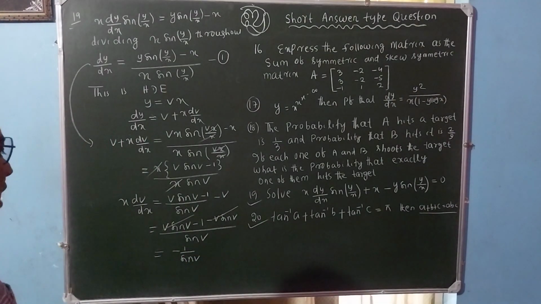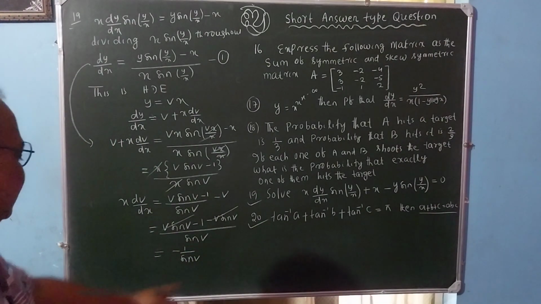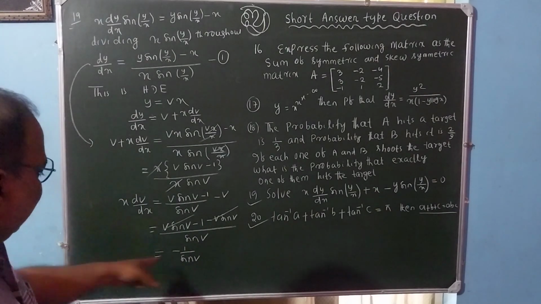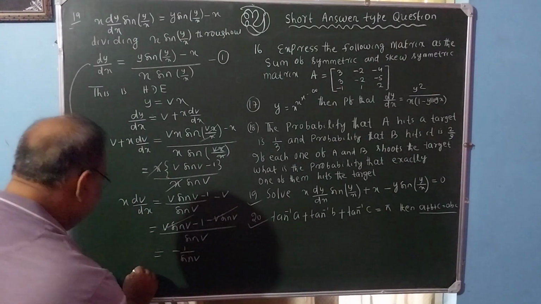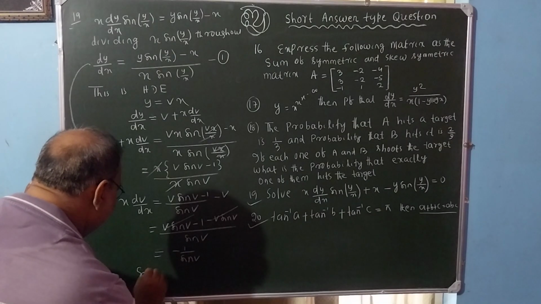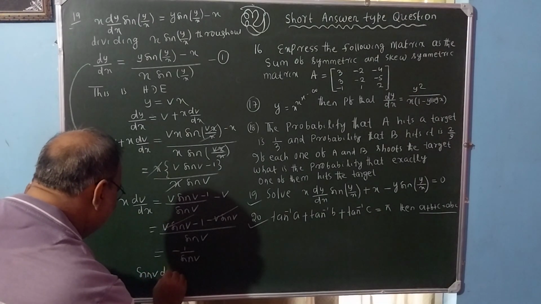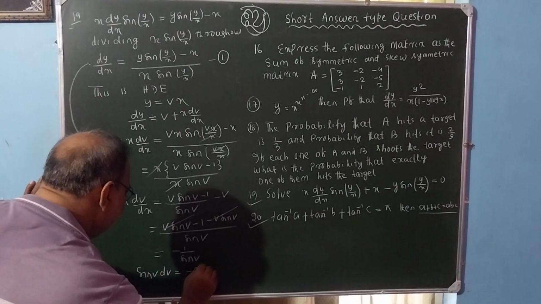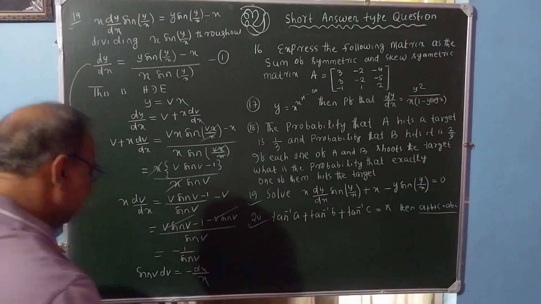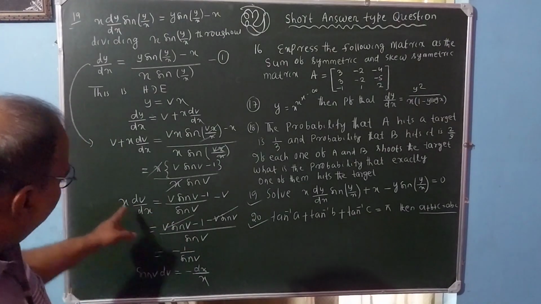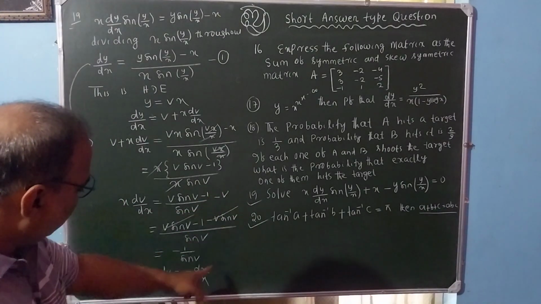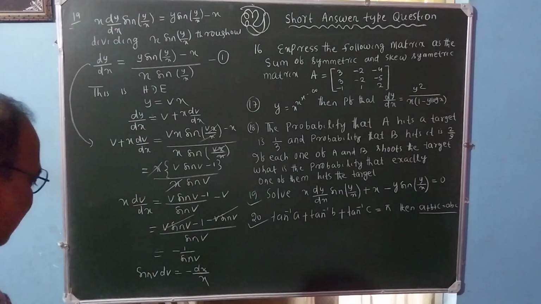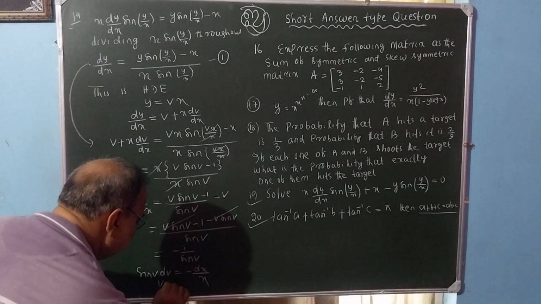Okay. Now we have to separate the variables. Sin V is multiplied here, dx goes there. Here it is sin V dv is equal to minus dx by x. Sin V goes here, dx goes there, x will be divided there. Variables separated.